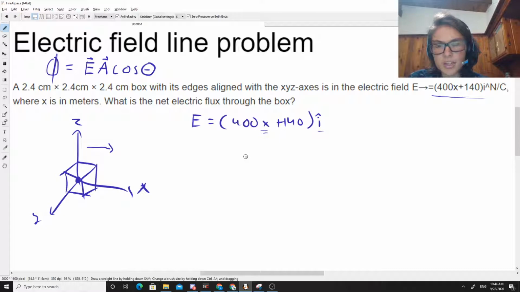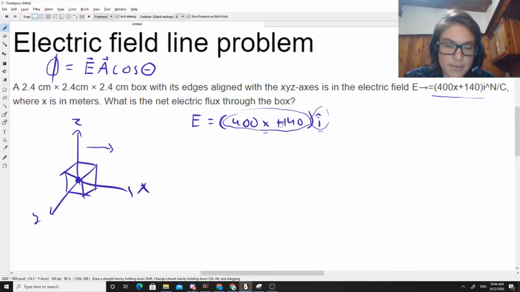Well, if the direction is set, there are two parts to a vector, right? There's the magnitude, and then there's the direction. Hopefully this has been beaten into your head a bajillion times by now. If this is your direction, then this equation is dictating the magnitude of your electric field vector. And if it has a variable in it, that means it changes as you move across the x-axis. Your magnitude gets bigger as you move across.